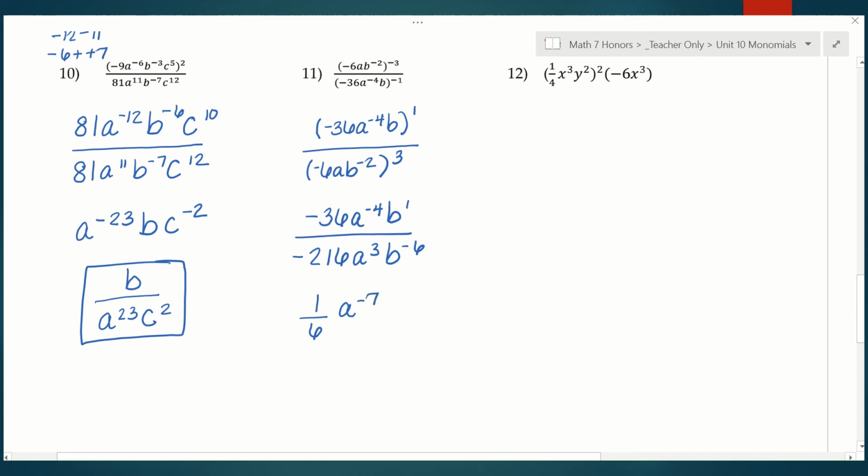And then I have b to the 1st divided by b to the negative 6. So 1 minus negative 6 is positive 7, so b to the 7th. So my last step is going to be to rewrite this to get rid of our negative exponent on the a. Right now, it's really at the top, because these are both over 1. So what I need to do is keep the b to the 7th on the top, and I need to put the a to the 7th on the bottom with the 6. So that would be my final answer.